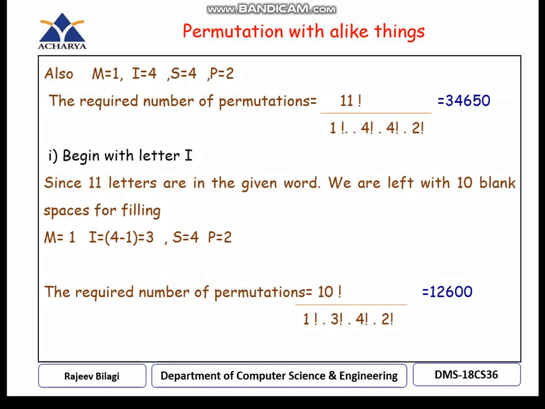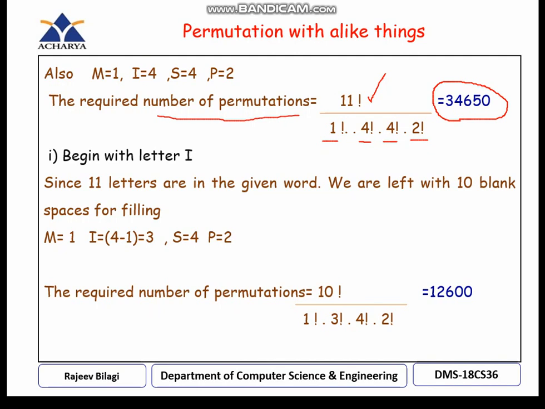Now with this, the total number of required permutations, where total n is equal to 11, is 11 factorial divided by M is equal to 1, so 1 factorial, then 4 factorial into 4 factorial into 2 factorial. If you find these values, you are going to get 34,650, which is the value.